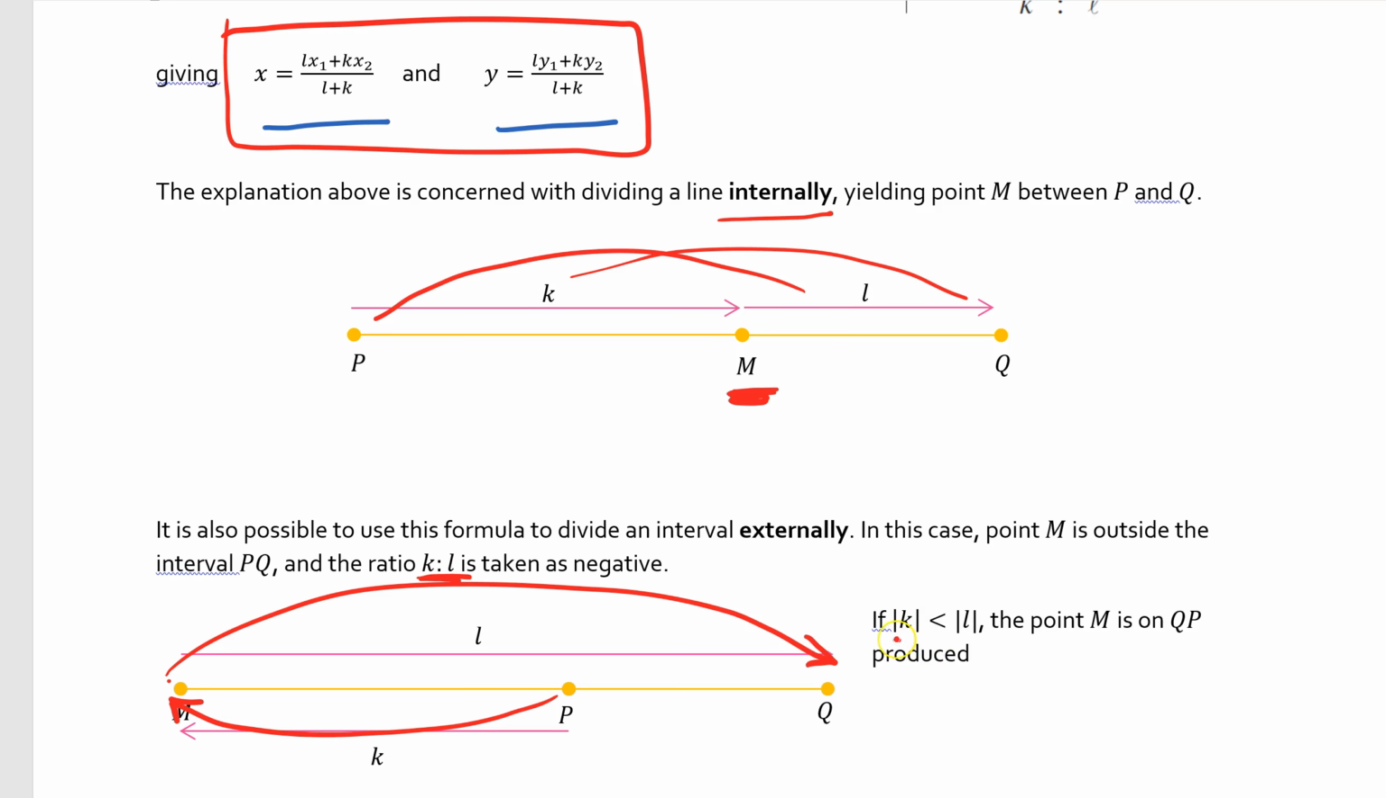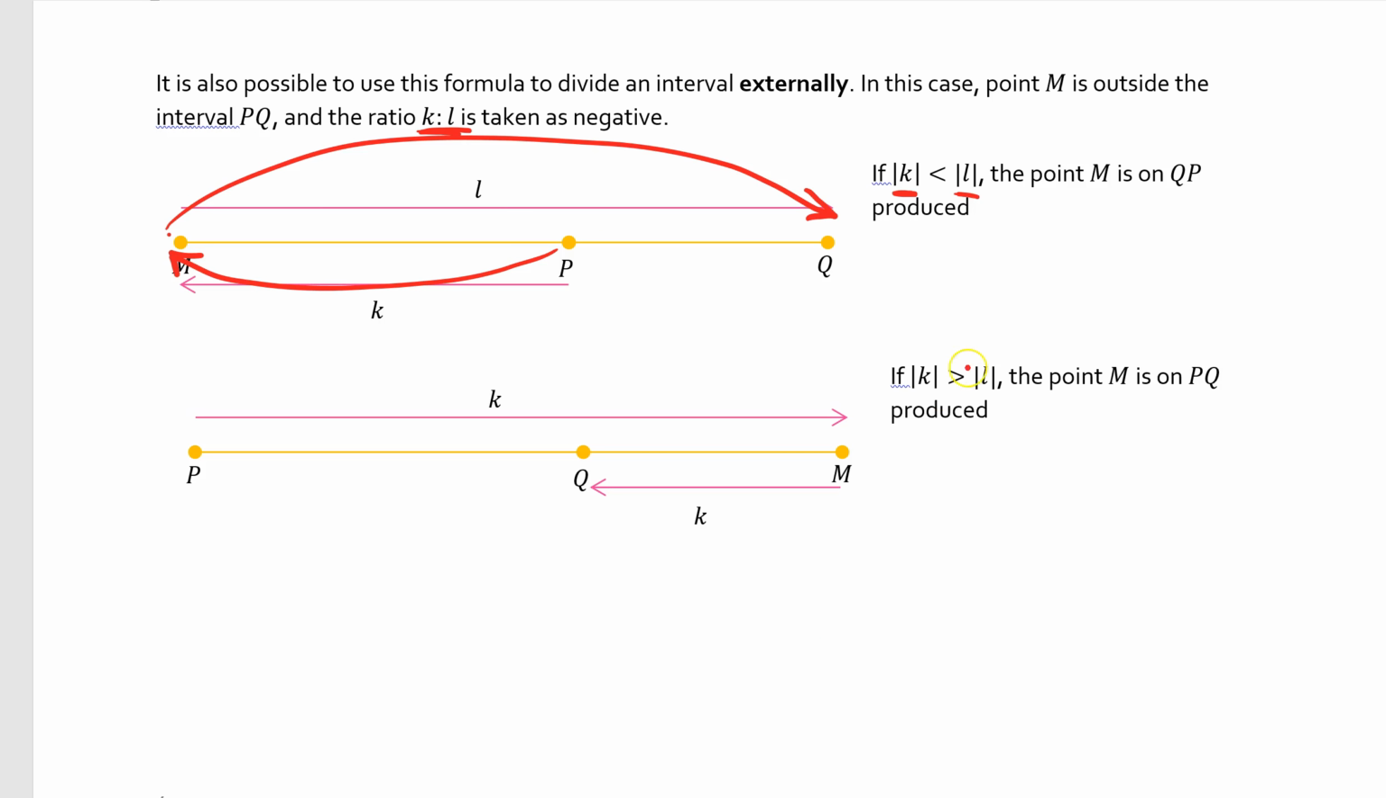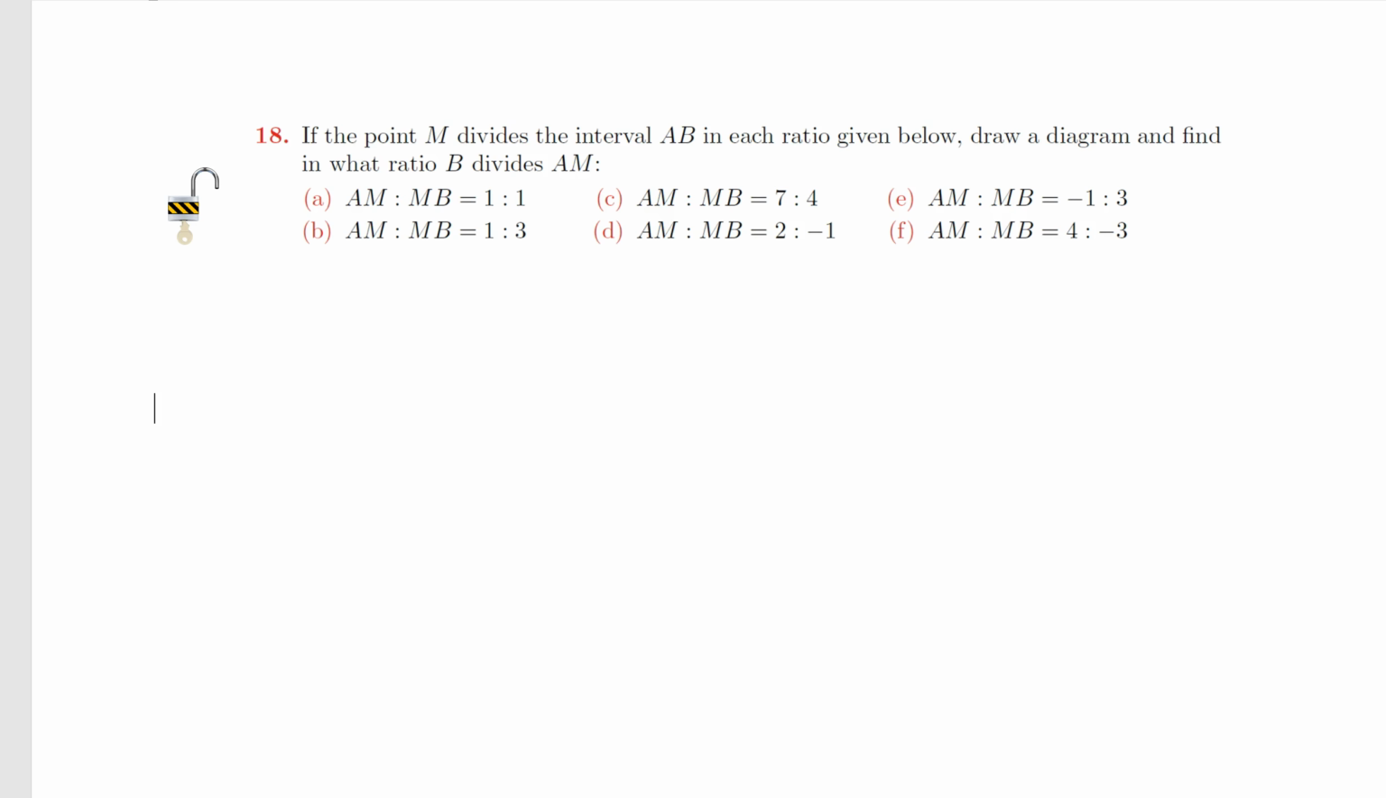So if the size of K is less than L, as it clearly is in this diagram here, the point M is on QP produced, and if the size of K is greater than L, then I'm on PQ produced. And in this case, again, the ratio is negative. That should be an L just there, not a K. So the ratio is negative, and for me, I would take K as positive and L as negative, but it doesn't matter. Let's have a look at these examples here.